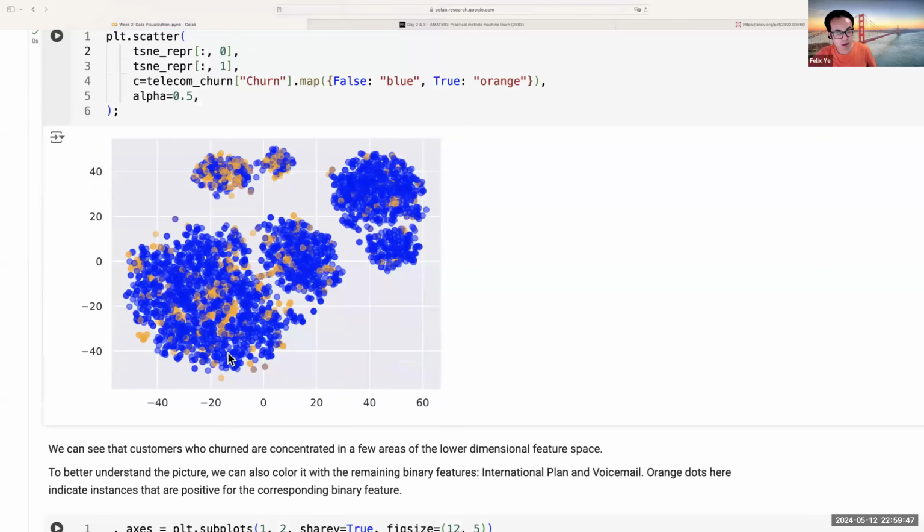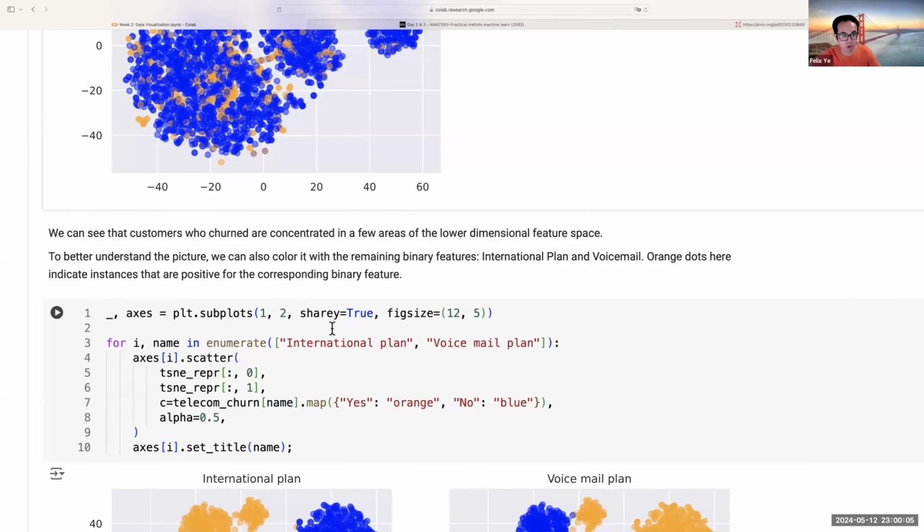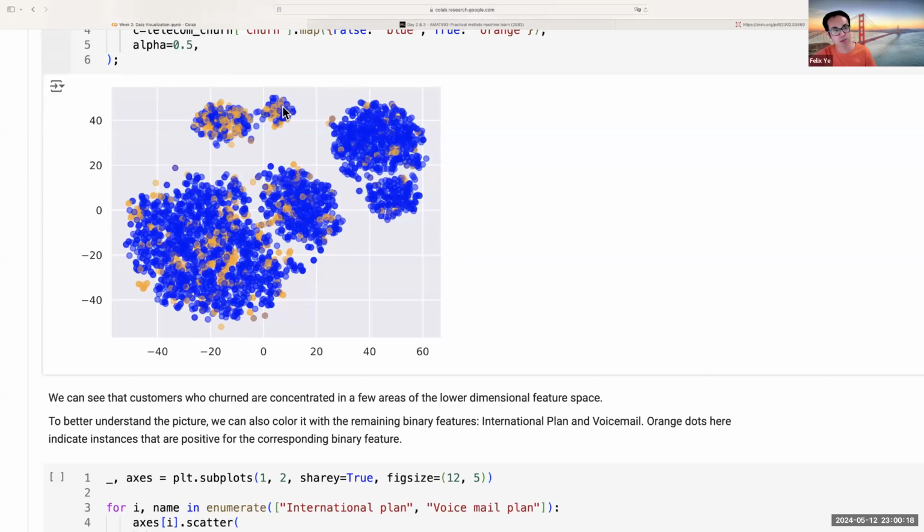You can see right here, this is a little bit confusing, but customers who churn are more concentrated in a few areas right here. So these two areas are more likely to churn. And what you can do is understand this picture by coloring the remaining binary features, international plan and voicemail plan. So you can see what those features represent.